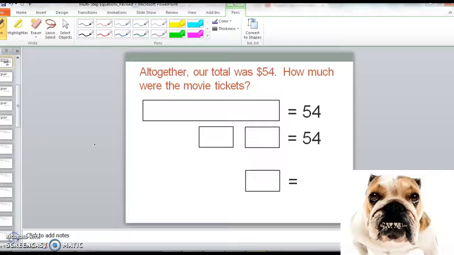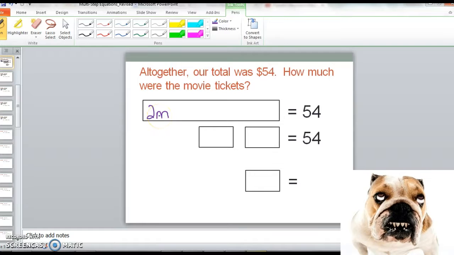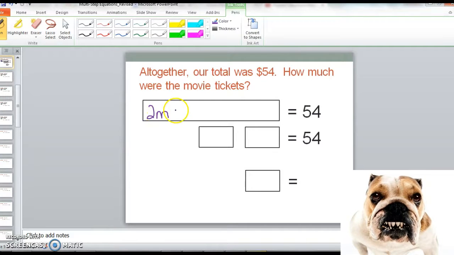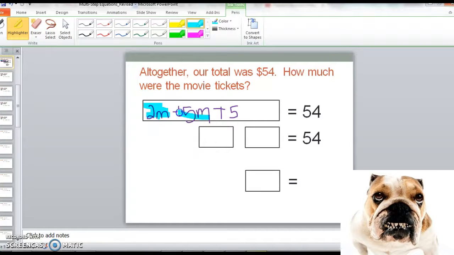Oh, here we go again. So let's go back and review. Samantha bought 2 movie tickets. So we're going to use 2M to represent the situation. Miss Fosdick, because she's so awesome, bought 5 movie tickets and bought a bag of unhealthy popcorn for $5. Altogether, we spent $54. Now you can go back and color code your like terms.